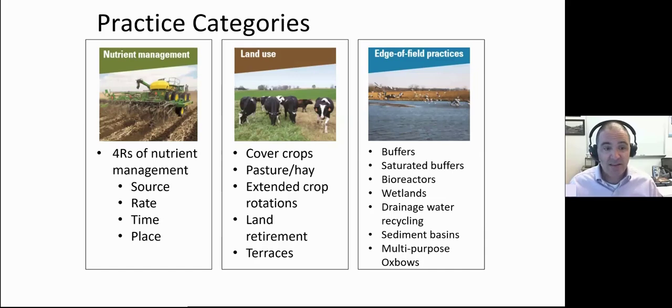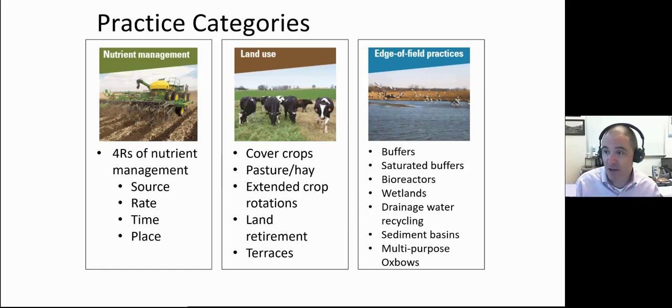So as we think about these practice categories that we might have, we're really going to focus the next half hour or so on talking about these first two broad categories, which is nutrient management. And as we think about that, we're thinking about what has been termed the 4 R's of nutrient management: the right source, the right rate, the right time, and the right place of where we're using that nutrient. And what I'll talk about is the nitrogen side. Then in some of these areas, we may be looking at land use, which may be cover crops, could be pasture and hay ground, extended rotations, maybe diverse perennials out there.